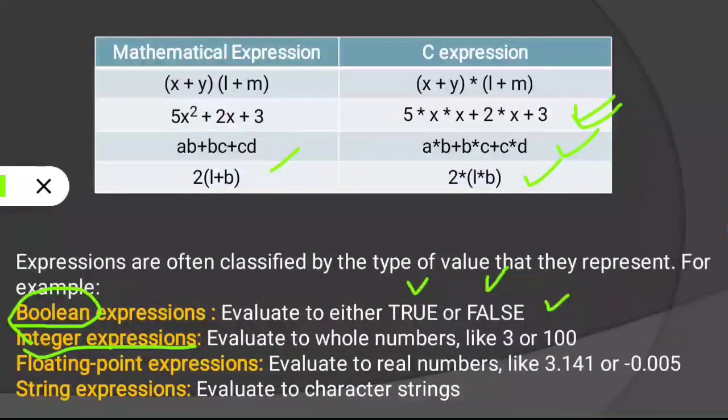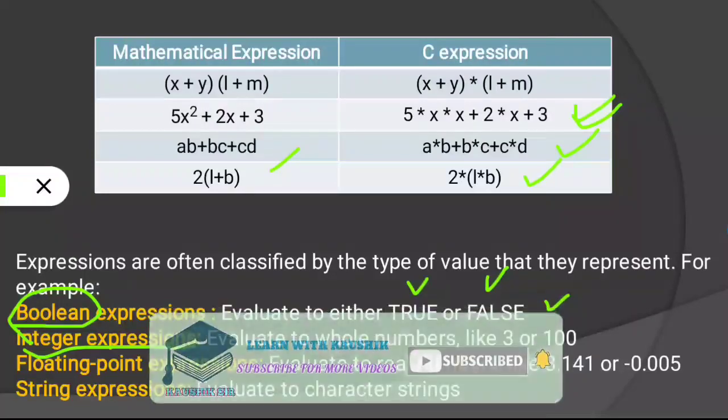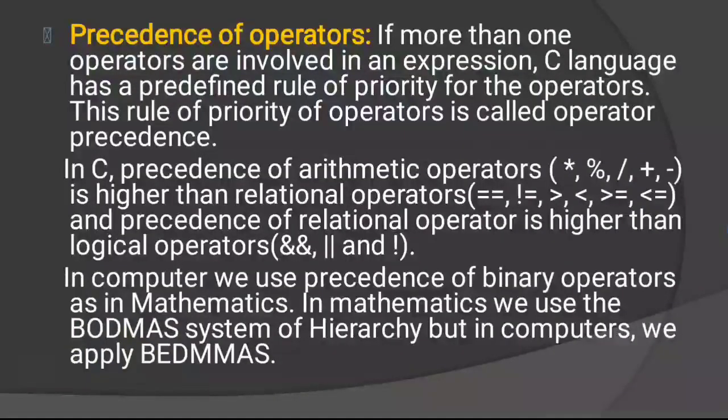Then a floating point expression evaluates to a real number, like 3.141 minus 0.005. If we use any decimal number in an expression, then that expression will be a floating point expression. Then a string expression evaluates to a character string. Okay, these are the types of expression. Then next we will proceed.